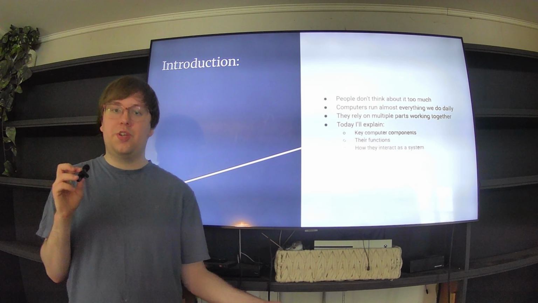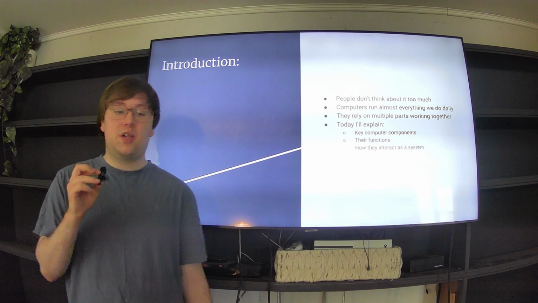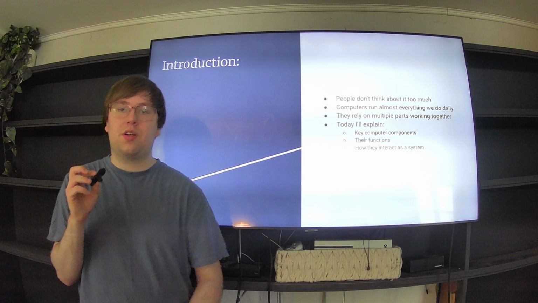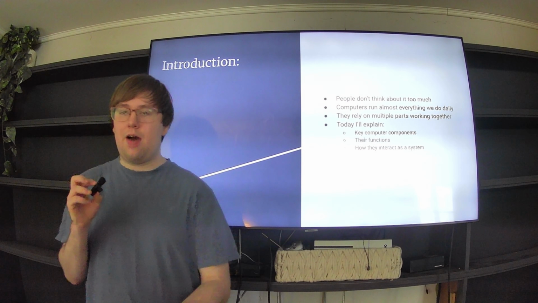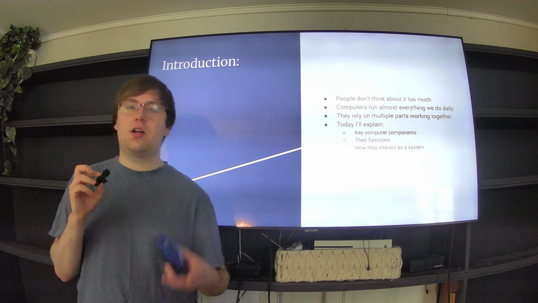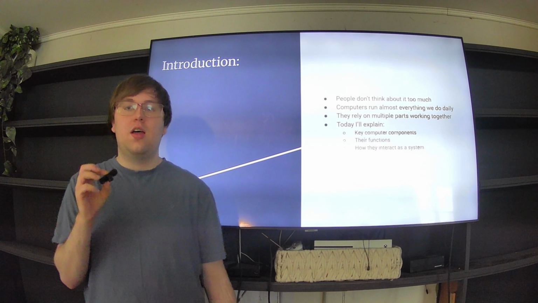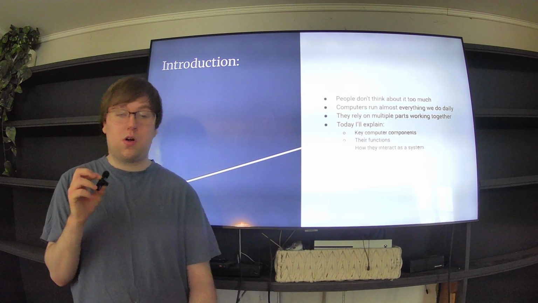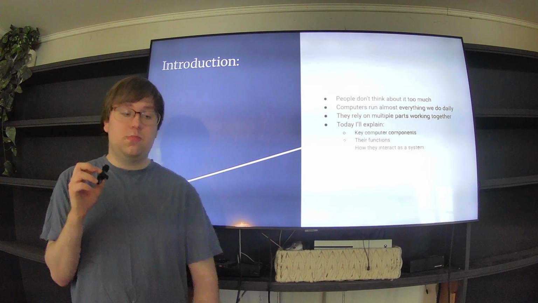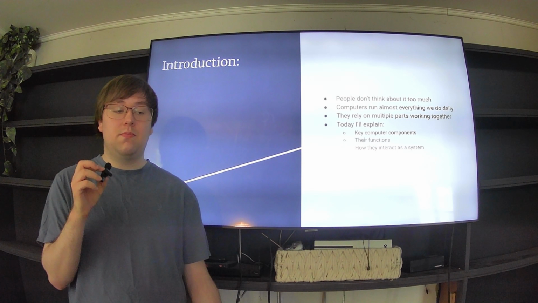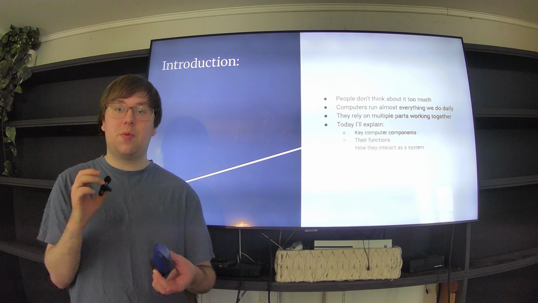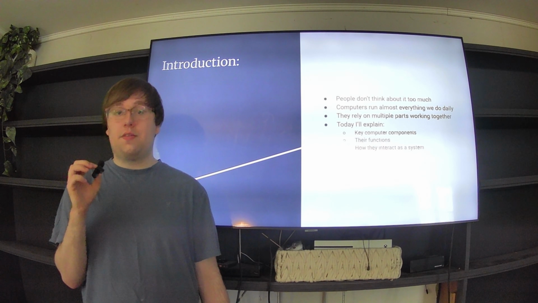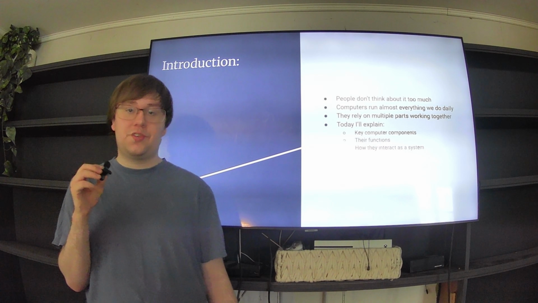For future reference, we're growing computers every single day. Computers just get better and better, and it's important for us to understand why they get better and how to improve them to make them faster, stronger, and more compatible with us. They rely on multiple different parts to all work together. As I'll explain today, they work together to create an entire system where we can do basically anything. Today, I'll explain key computer components, their functions, and how they interact as a system.